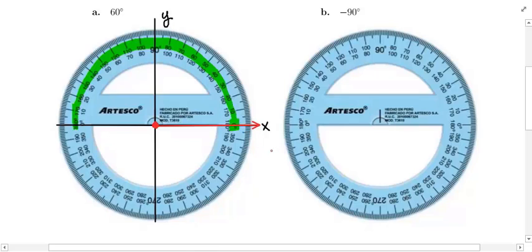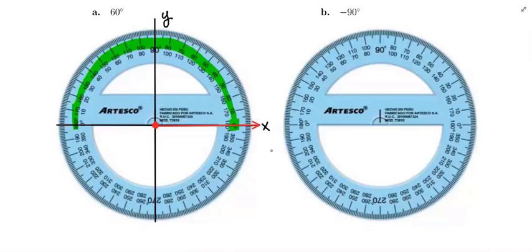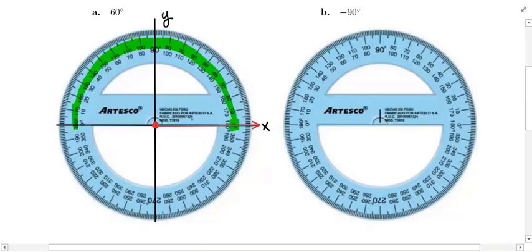Okay, so there's my initial side, and now I need to do my rotation. I'm going to rotate through positive 60 degrees. Since the angle is positive, we're going to do a counterclockwise rotation. So we're going to rotate upwards.